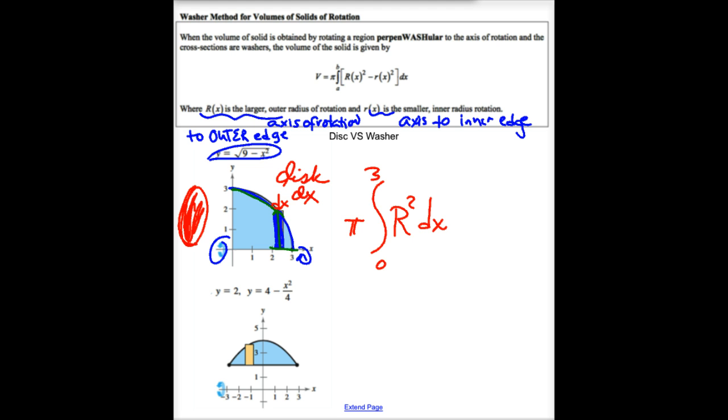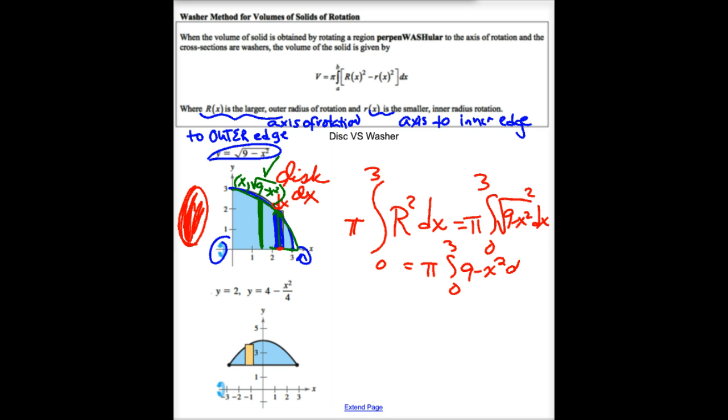So big R would be however high up that is. Well, each one of these points is x, root 9 minus x squared. So R is actually just the height of the function, which is the square root of 9 minus x squared. So I've got pi integrating from 0 to 3, r squared dx. And you might think, well, where's little r? Little r is actually 0 for a disk because there's no inner radius, which becomes pi times the integral from 0 to 3, 9 minus x squared dx, because the root undoes the squaring.